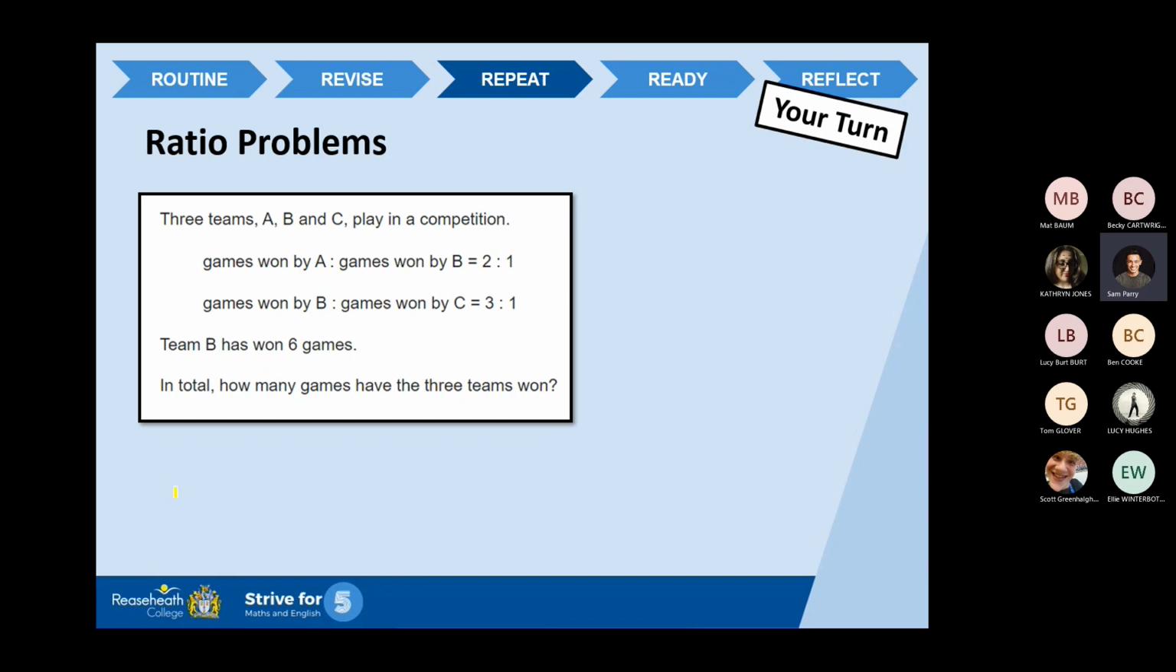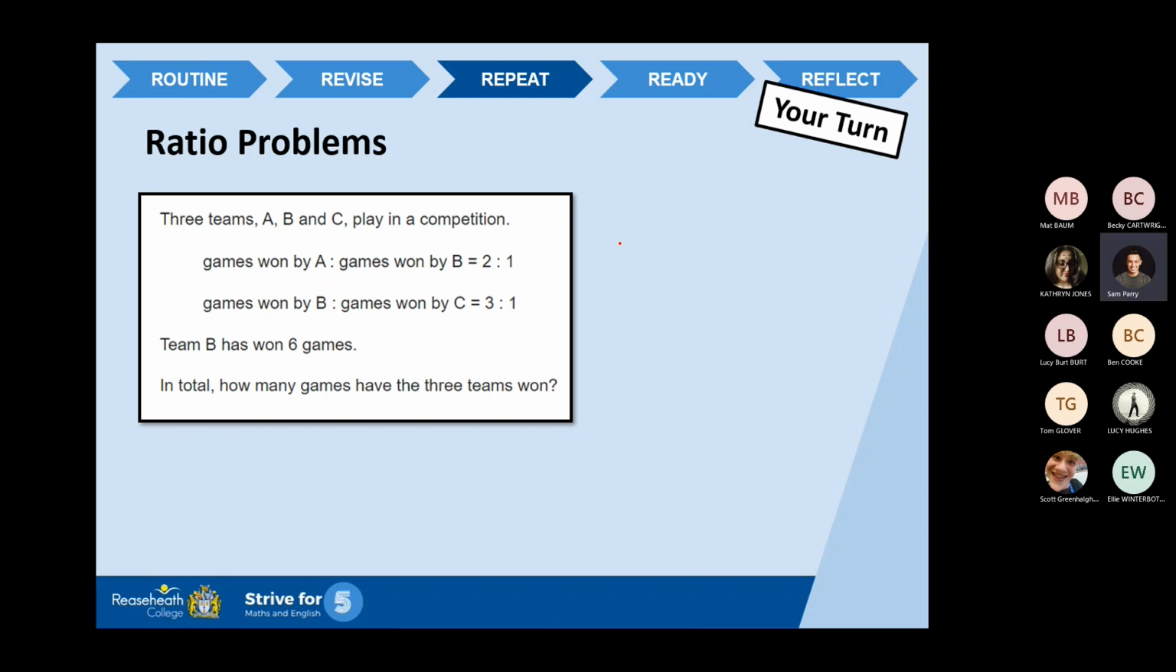3 teams, A, B, and C, play in a competition. Games won by A to games won by B in the ratio 2-1. Games won by B to games won by C 3-1. Team B has won 6 games in total. How many games have the 3 teams won? So let me get my pen ready.